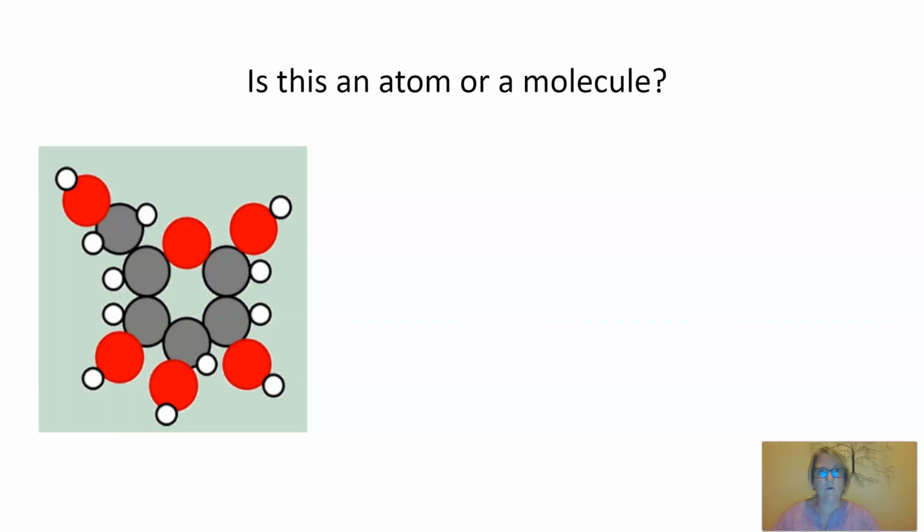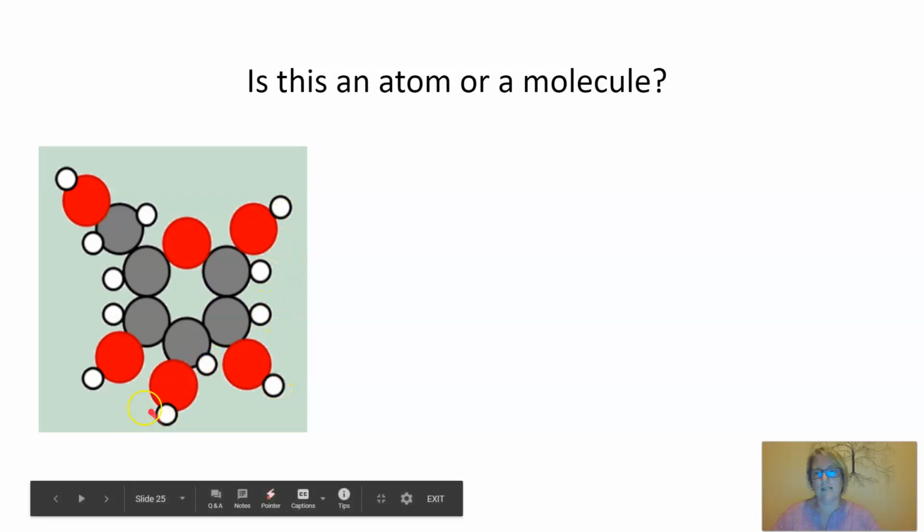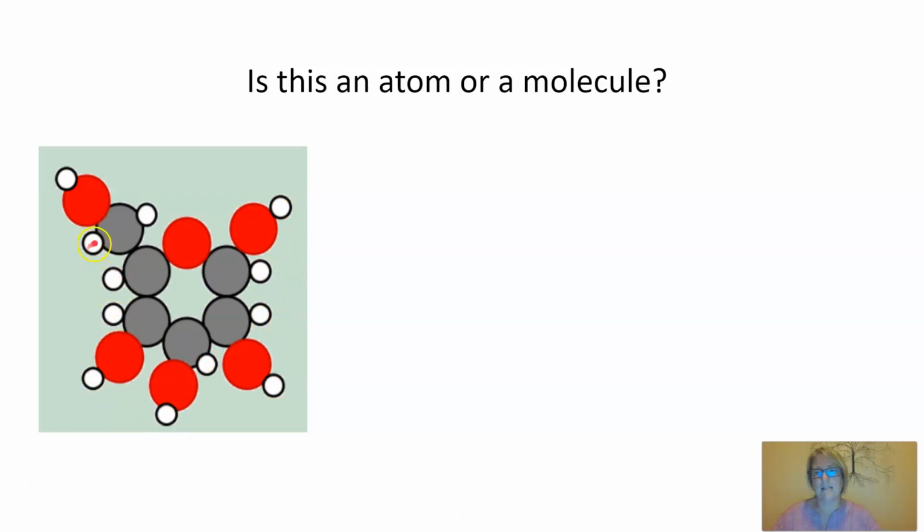Is this an atom or a molecule? So if you have a look here, all these circles are all combined with each other. And if we count, we have 6 gray circles, 12 white circles, and 6 red circles. So it is a molecule.